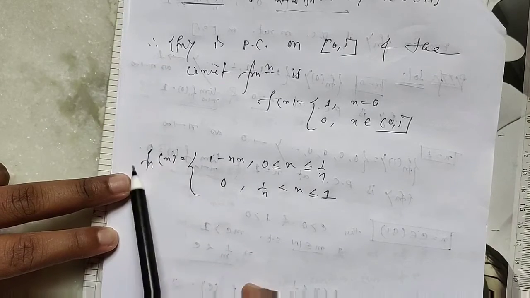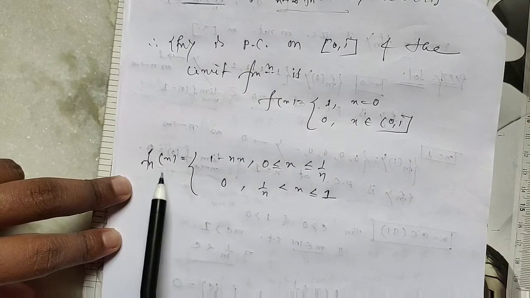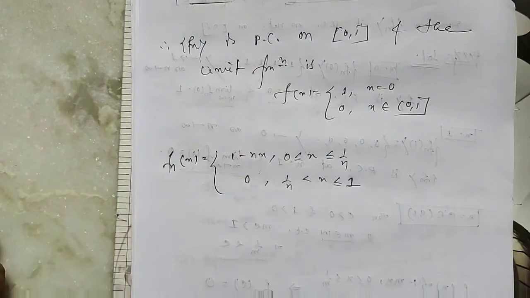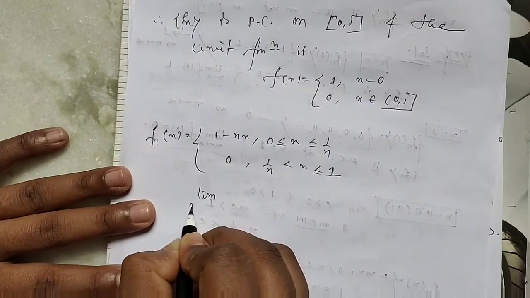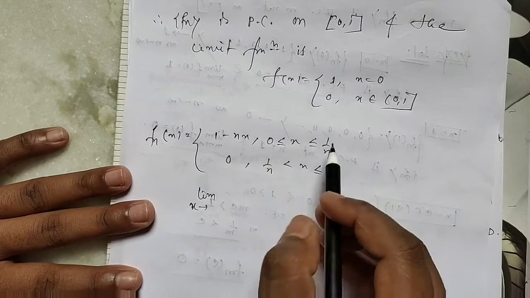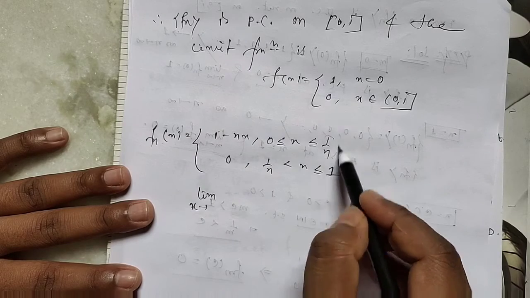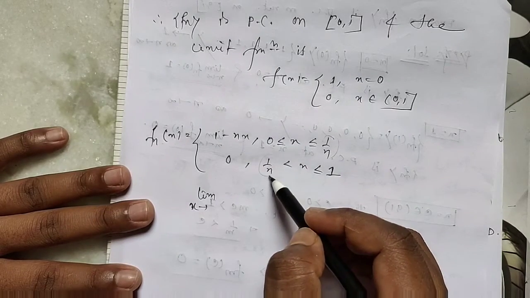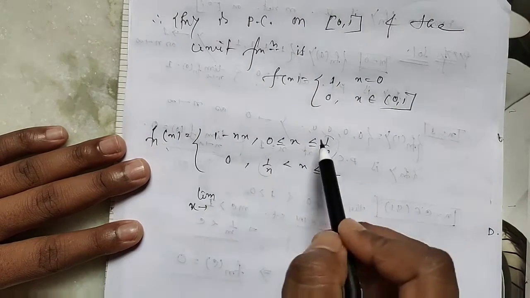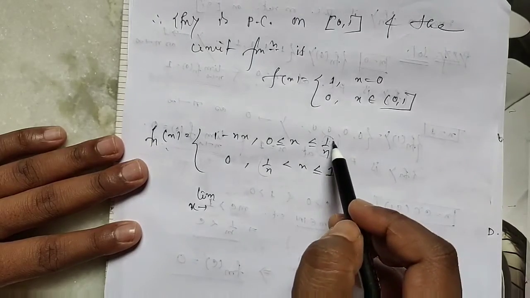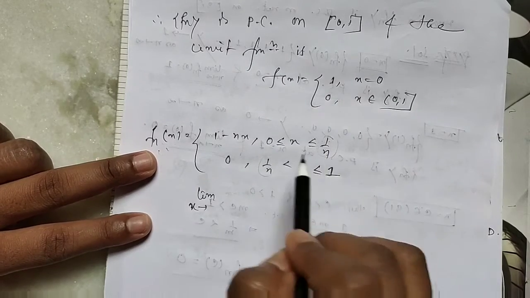Is each fn continuous? Yes, each fn is continuous, because the only possible discontinuity is at 1/n. At other points the function is continuous. Only possibility is at the point 1/n. So we check whether this function is continuous at 1/n or not.